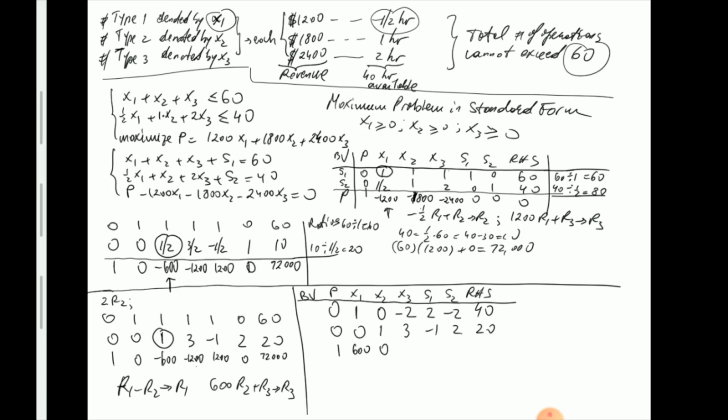600, 600 row 2, missed the 0 actually here, this is still 0, skipped one entry, so 0 times 600 plus 1, 0 plus 0, and now it's 0 again, and now finally 1800 minus 1200, that's 600, and then minus 600 plus 1200, that's another 600, and then 2 times 600, that's 1200 plus 0, and then finally that's a huge number now, 20 times 600 plus 72,000, that's going to be 84,000.